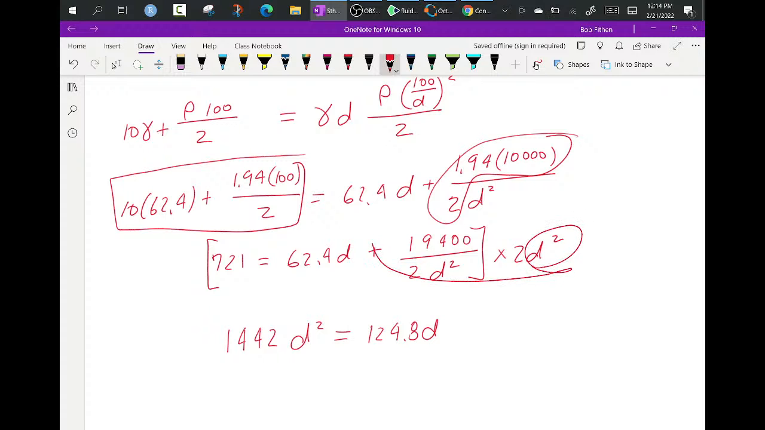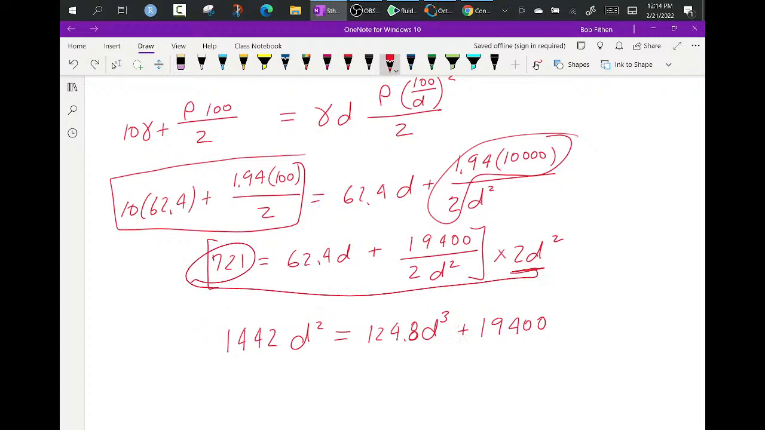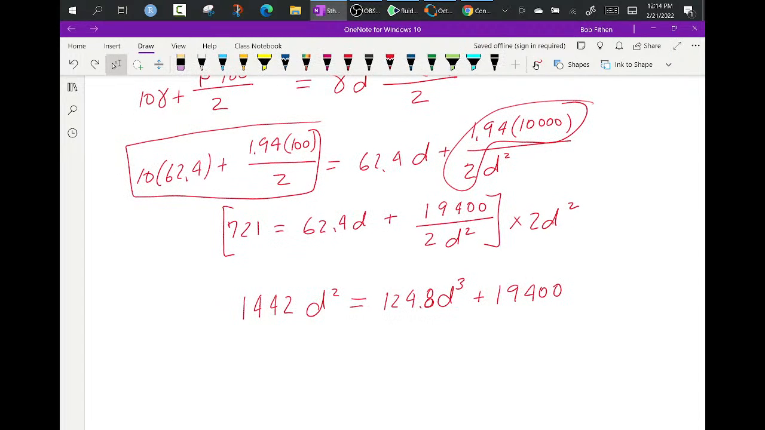Now multiply this D squared and this, so that's going to give you a D, oops, already have the D, D to the third, plus, now I'm going to multiply this 2 times this, but the 2 is already here, so in fact I just get 19400. As this, I'll cancel this, but only for that term. This 2D multiplies that, gives me this. This 2D times that gives me that. So guess what I got? I got a cubic equation.